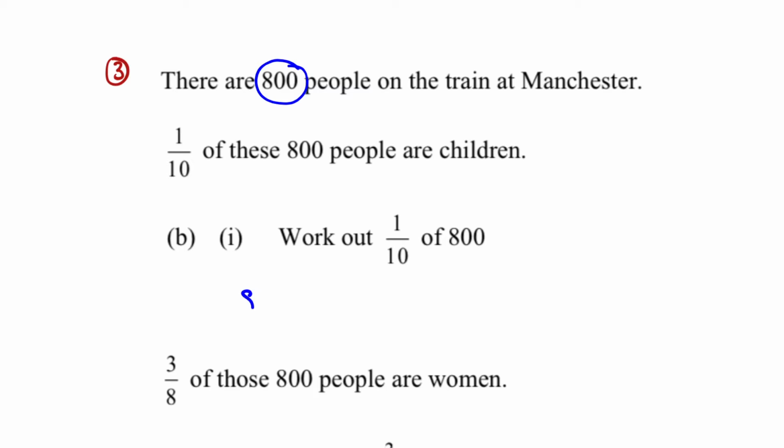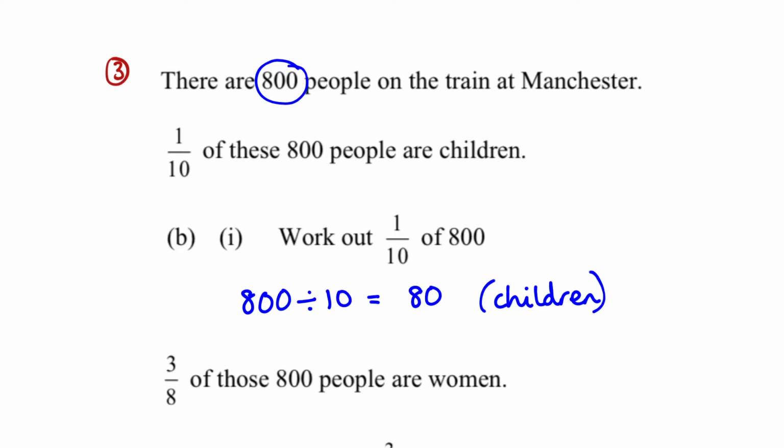So remember, to find a tenth, you always divide by the number on the bottom. So 800 divided by 10. Remember to divide by 10. If your number ends with a 0 anyway, you just lose that 0, so that will give you 80. Or you can think about moving your digits one place to the right. Doesn't matter which way around you do it, you get 80. And that's children.